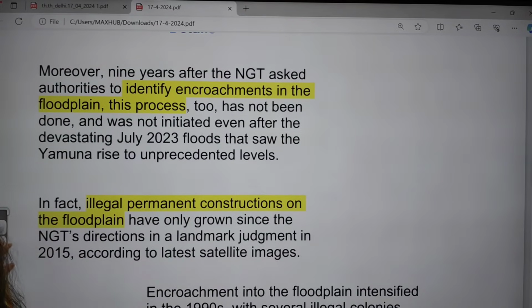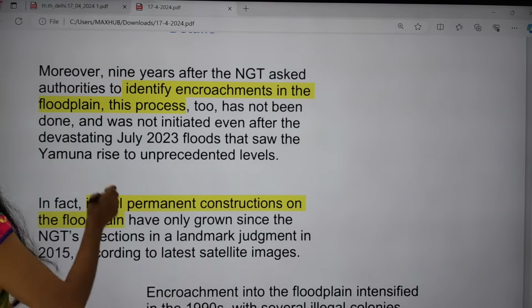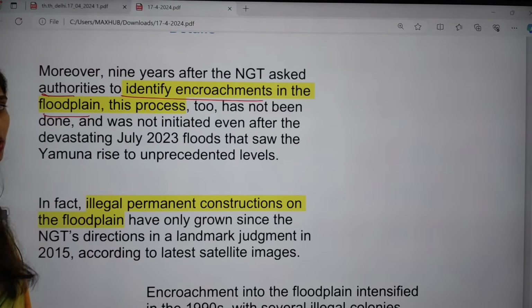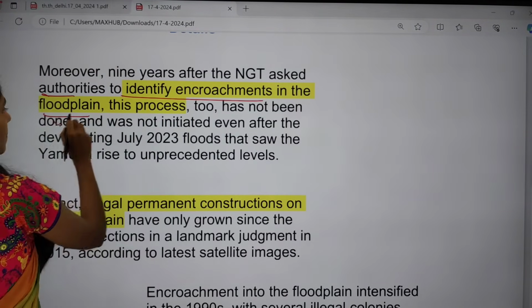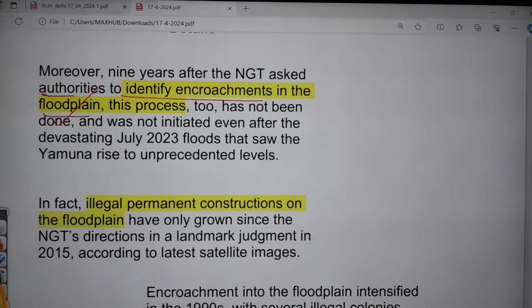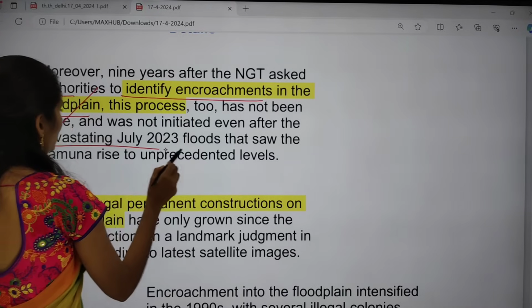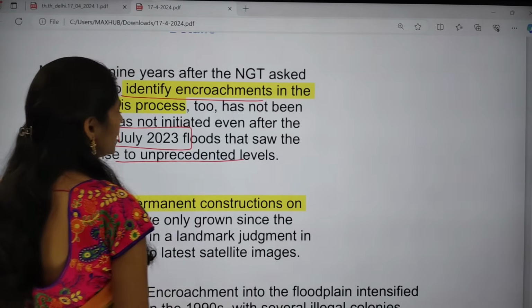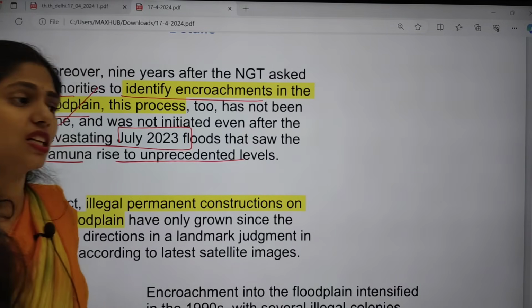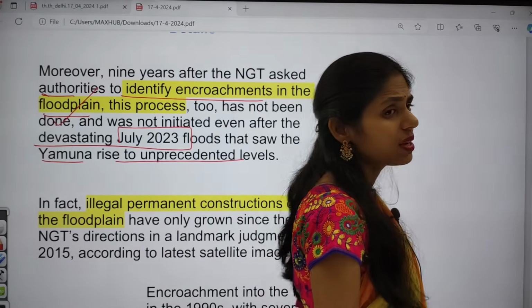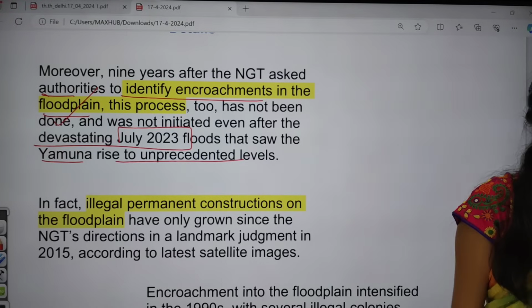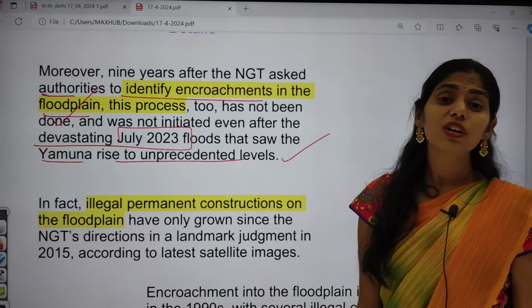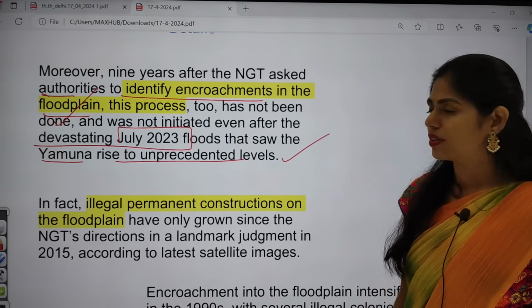Moreover, 9 years after the National Green Tribunal asked authorities to identify encroachments in the floodplain, this process too has not been done, and was not initiated even after the devastating July 2023 floods that saw the Yamuna rise to unprecedented levels. So what happened in 2023? There was an increased level of the Yamuna, and we discussed a number of articles regarding floods across the Yamuna river. One of the important reasons for these floods is encroachment of the floodplain. We discussed this topic there also, right?